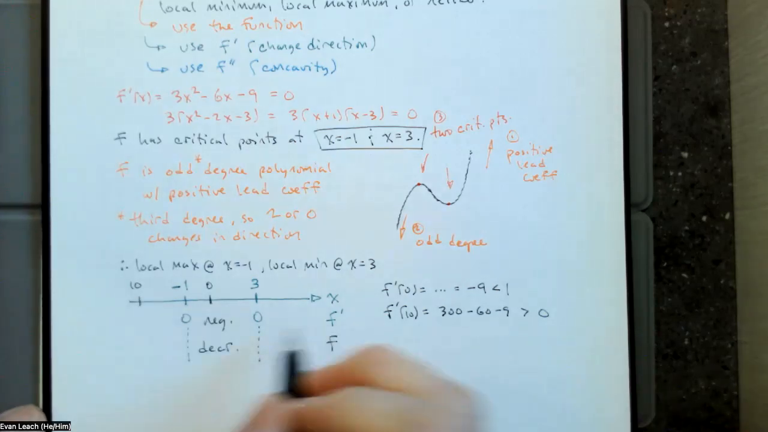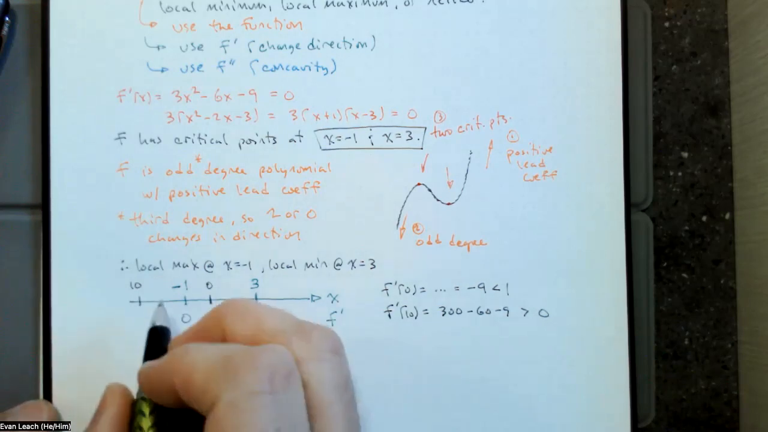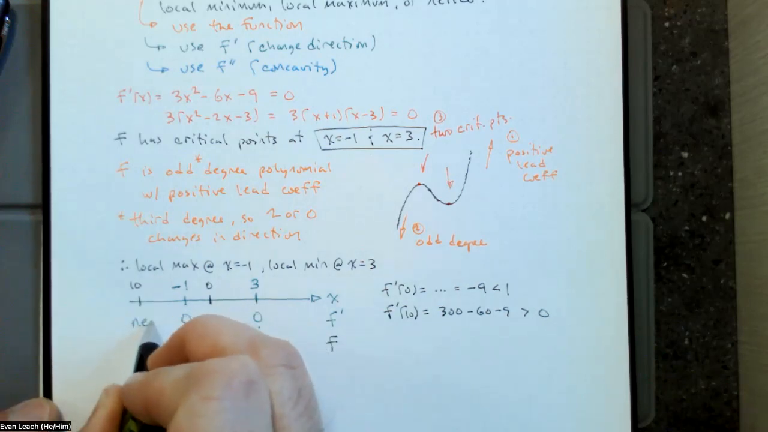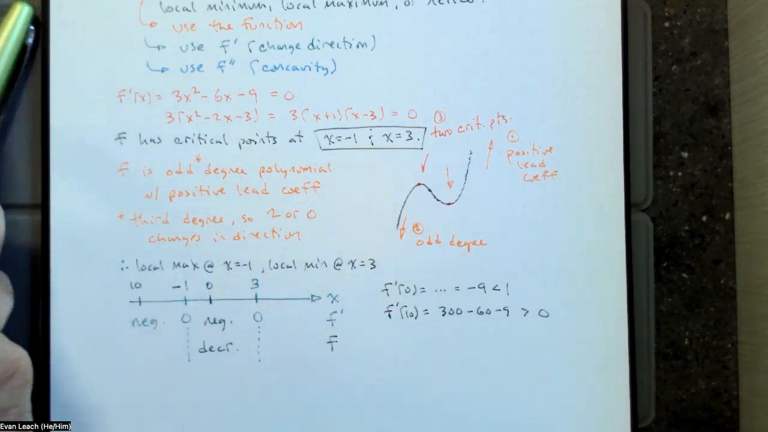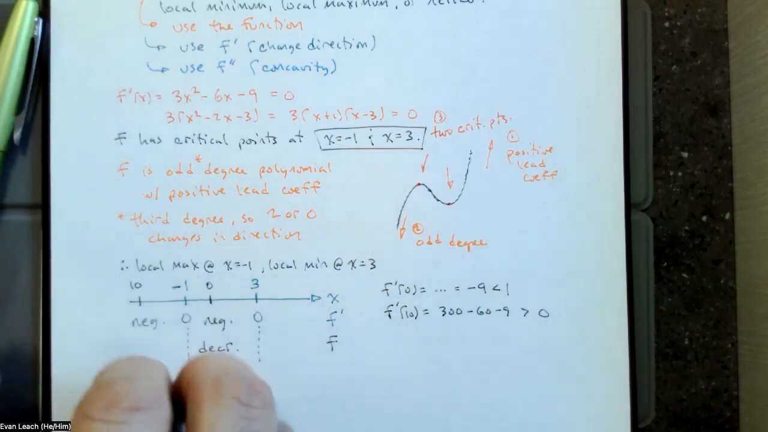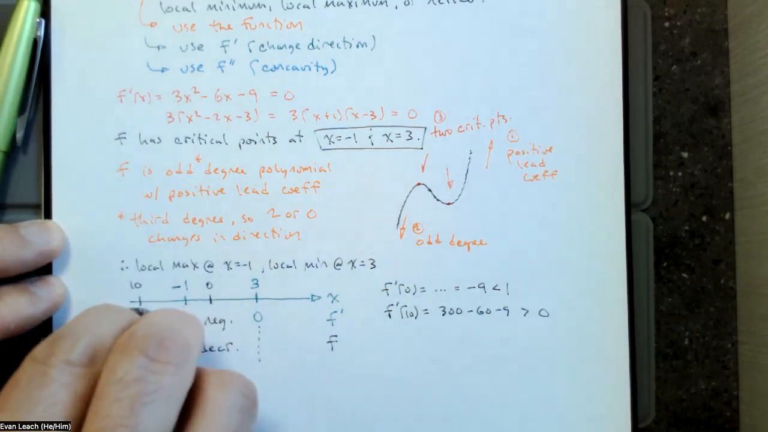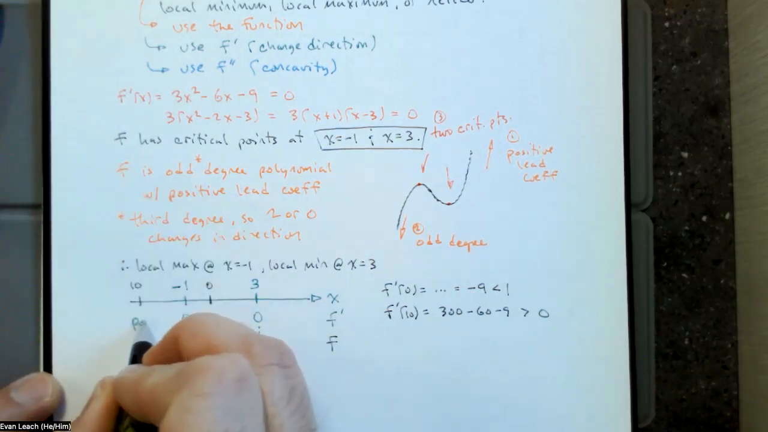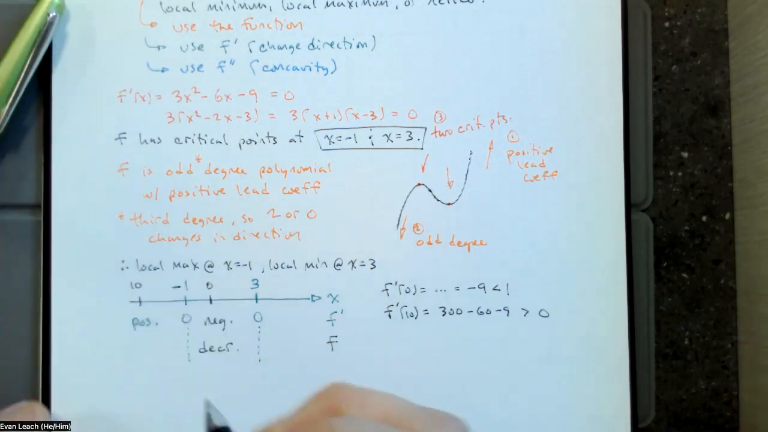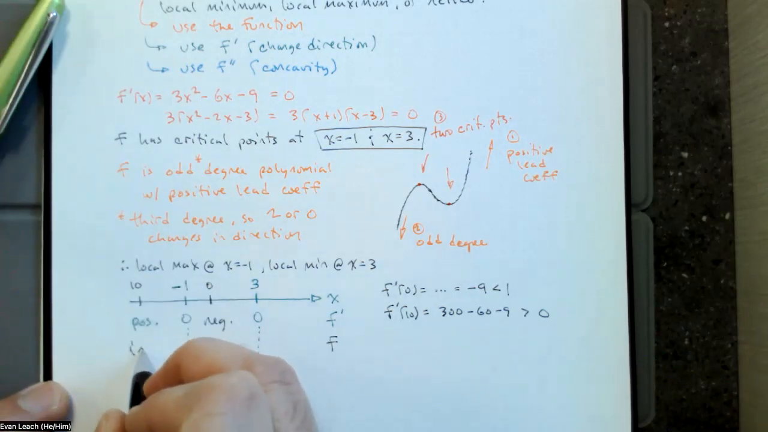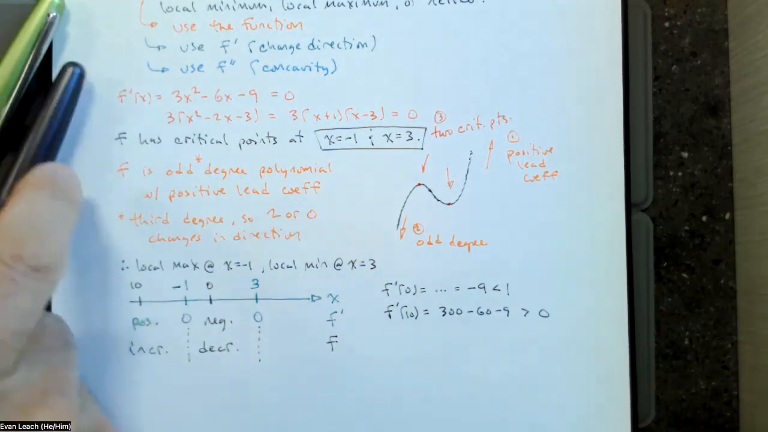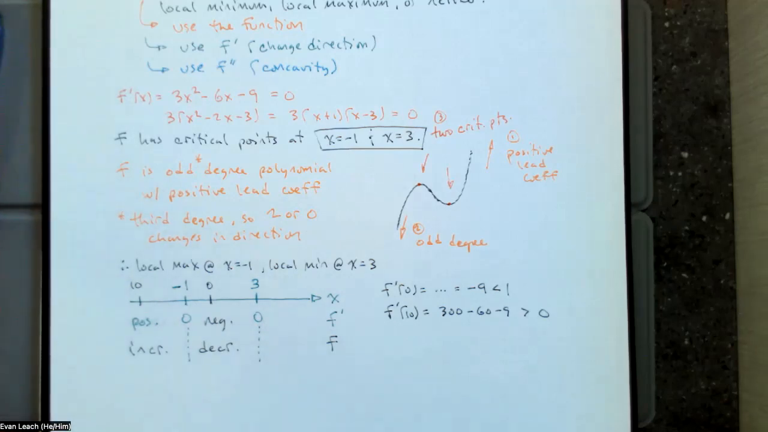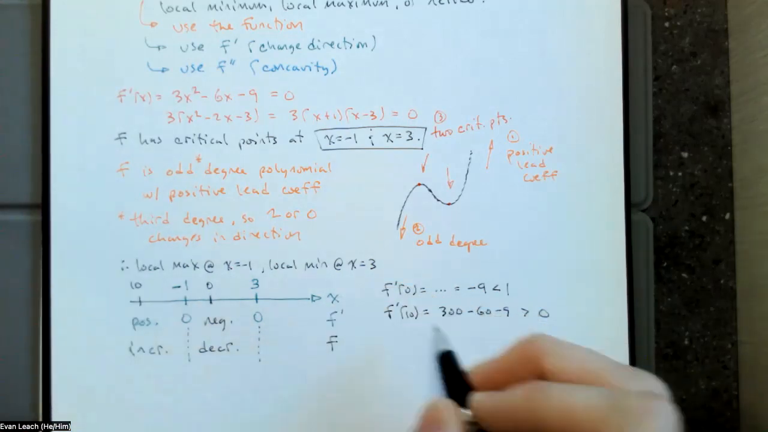So we see that the first derivative before -1 is negative. So I'm sorry, positive. So we see that the function is increasing before -1. So at -1, we are changing from increasing to decreasing. That means we're at a local maximum. And then we just repeat this process for our third interval.